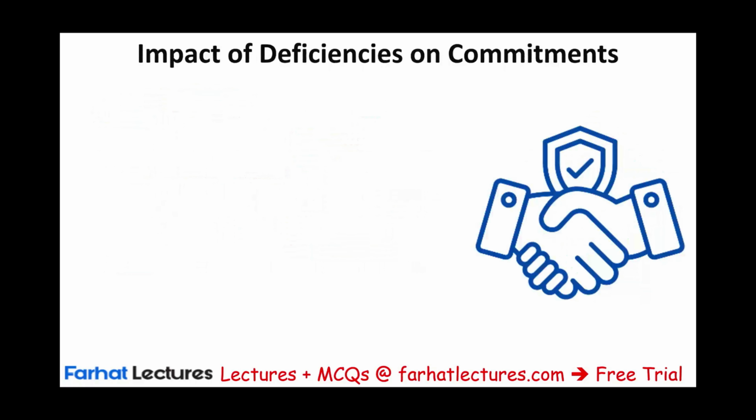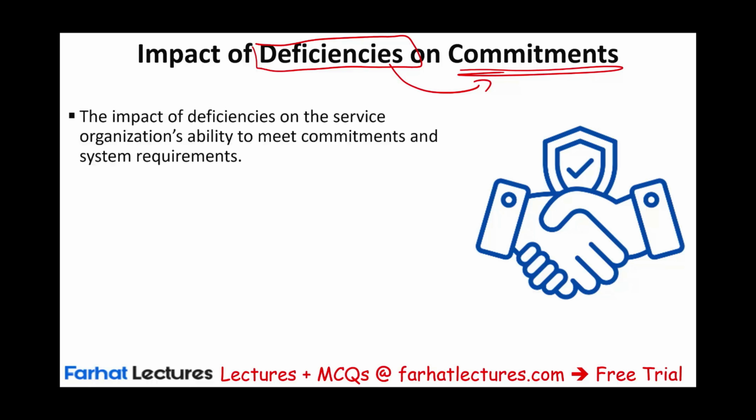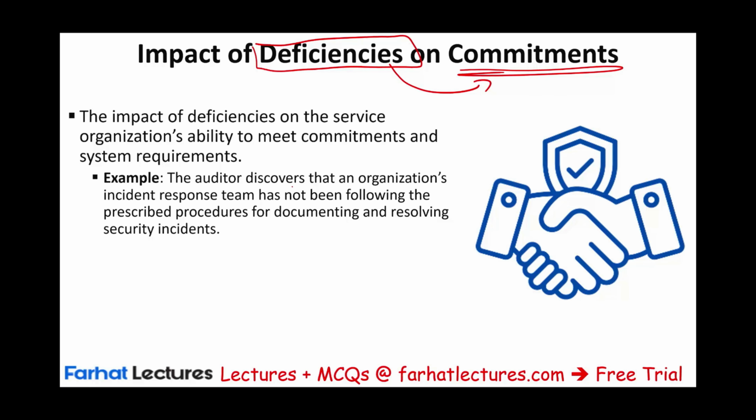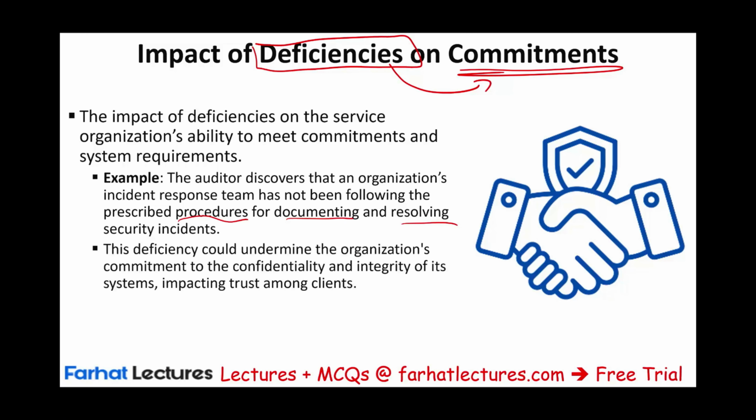An impact of deficiency on commitment. That's important. Remember, you made commitments, and we found a deficiency. Is this deficiency influencing the commitment? Because this is our end product, is service the client based on that commitment. So the impact of deficiencies on the service organization and system requirement is critical. For example, if the auditor discovered that an organization incident response team has not been following the prescribed procedures for documenting and resolving security issues, well, this deficiency could undermine the organization commitment to confidentiality and integrity. It's clear cut that we committed to something and we're not doing, which would impact the trust among clients.